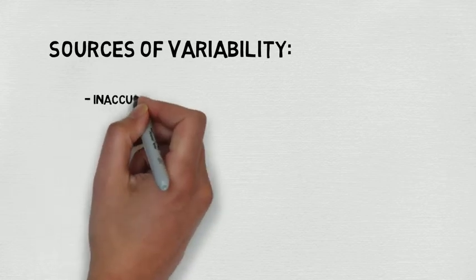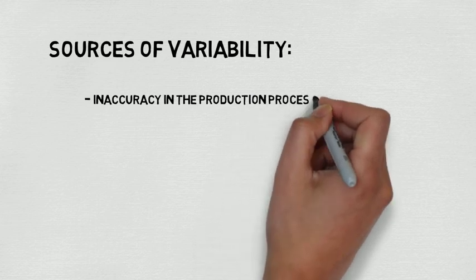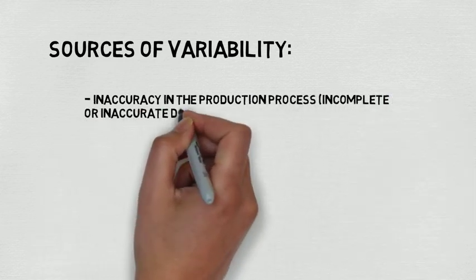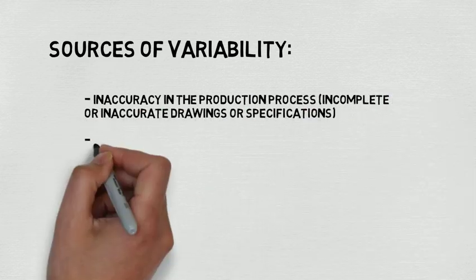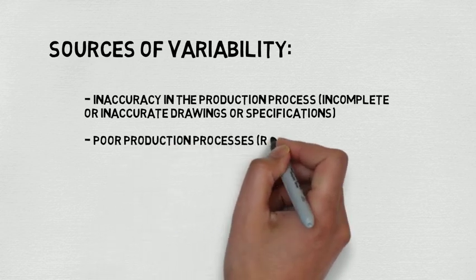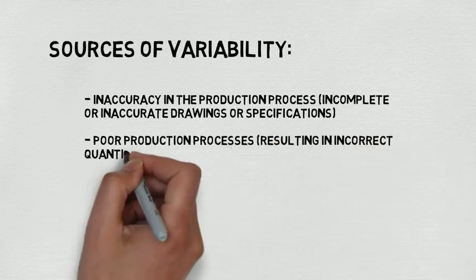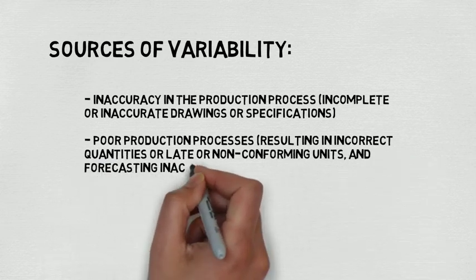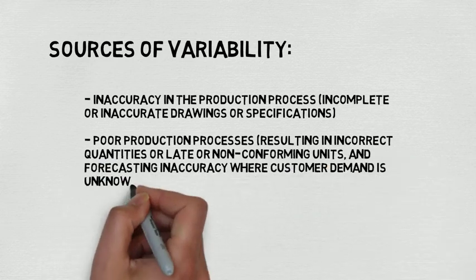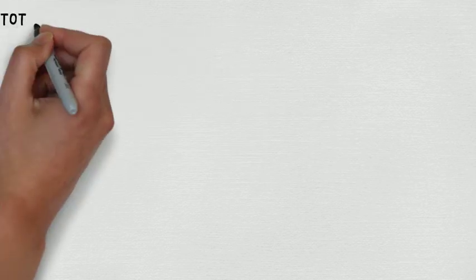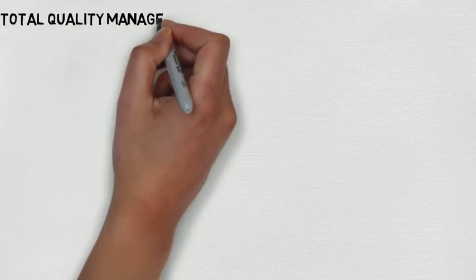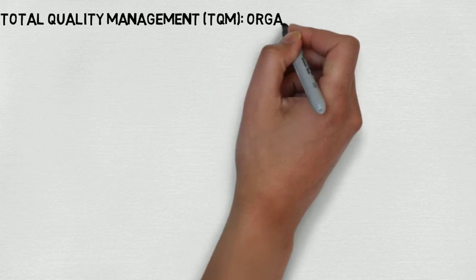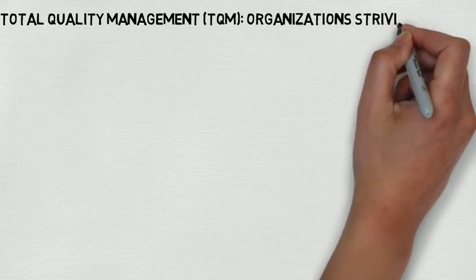These include, but are not limited to, inaccuracy in the production process, such as incomplete or inaccurate drawings or specifications, poor production processes resulting in inaccurate quantities or late or non-conforming units, and forecasting inaccuracy where customer demand is unknown. One way of reducing these sources of variability is through total quality management, or TQM.